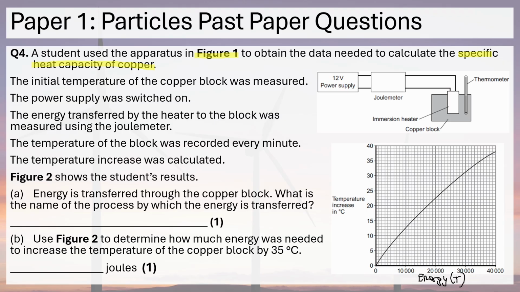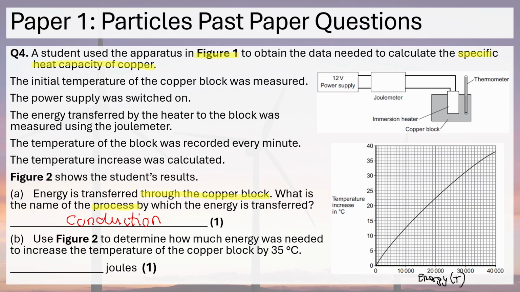Going back to our question then, A says that energy is transferred through the copper block. It's the copper block that's important. What's the name of the process by which the energy is transferred? So that is going to be conduction. Remember, conduction is how heat energy is transferred through solids.